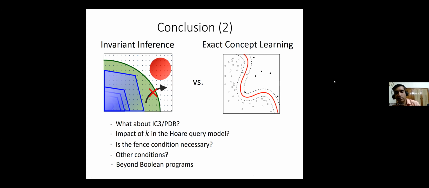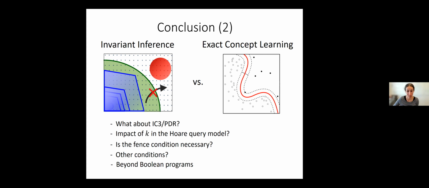Right. So are there any questions? Yeah, hi, I have a question, Madhukar here. I'm not sure if I followed this remark on the impact of K, but are you trying to say that the Hoare query model for a bigger K is more powerful than one with a smaller K? So there should be a difference.